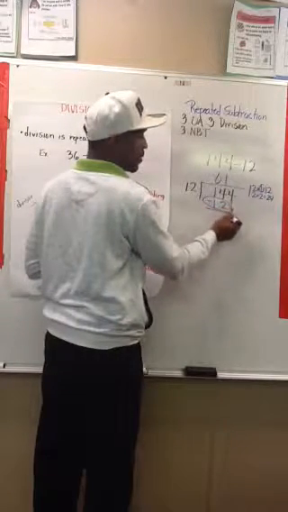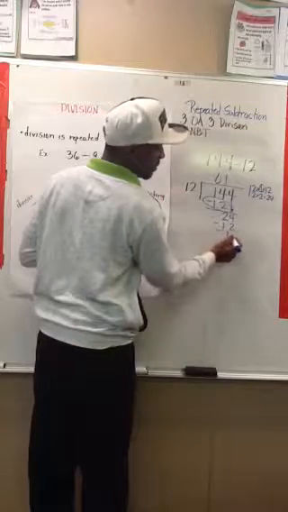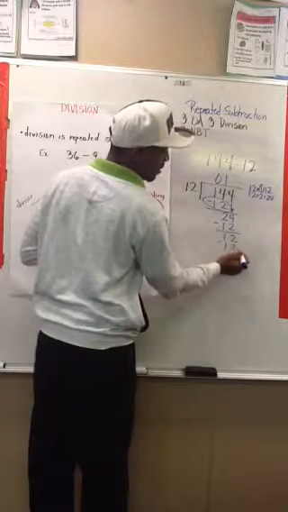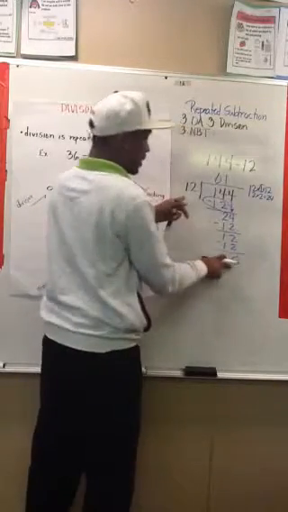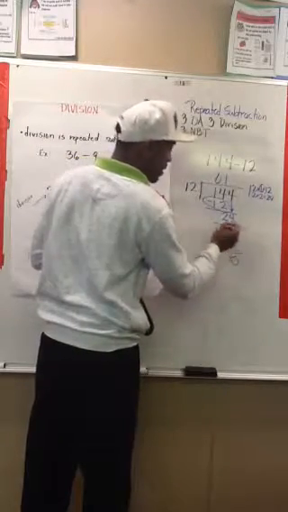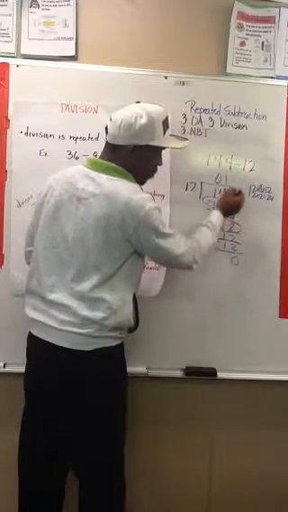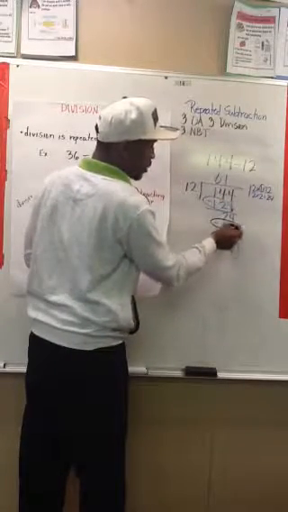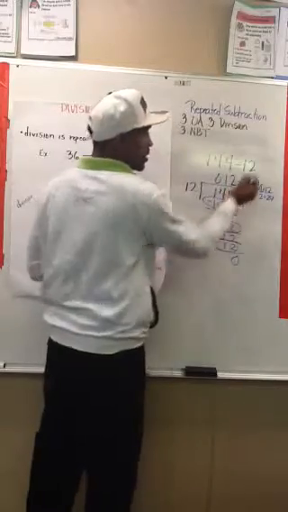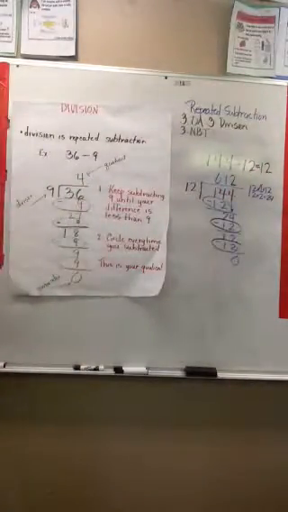Now I bring down the 4 and continue subtracting until I get a difference that's smaller than my divisor, which is 12. I'm done. I got a difference that's smaller than my divisor. Keep in mind that when I circle these 12s, it's aligned with the 4 here. So put this 1, 2 here. So 144 divided by 12 is 12.